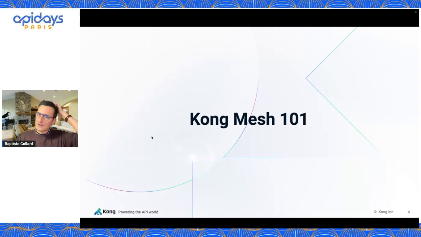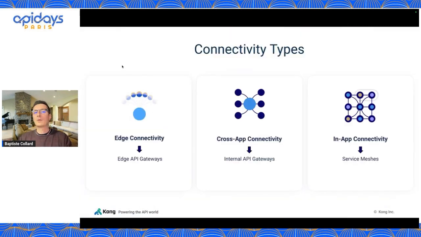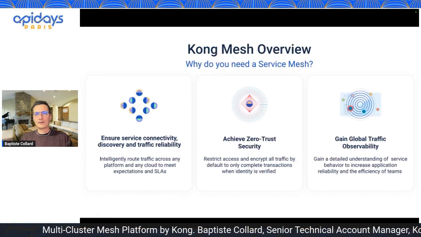So first thing is Kong Mesh. For people who don't know what a service mesh is or what its purpose is, basically, I think you all know what a gateway is, an API gateway. That's typically to secure access to your APIs. You can have that at the edge of your infrastructure. Also, you can have some internal API gateways between platforms or between lines of business, for instance. But when it comes to in-app connectivity, like connectivity between microservices, then the best pattern to adopt is maybe a service mesh. So this is the key.